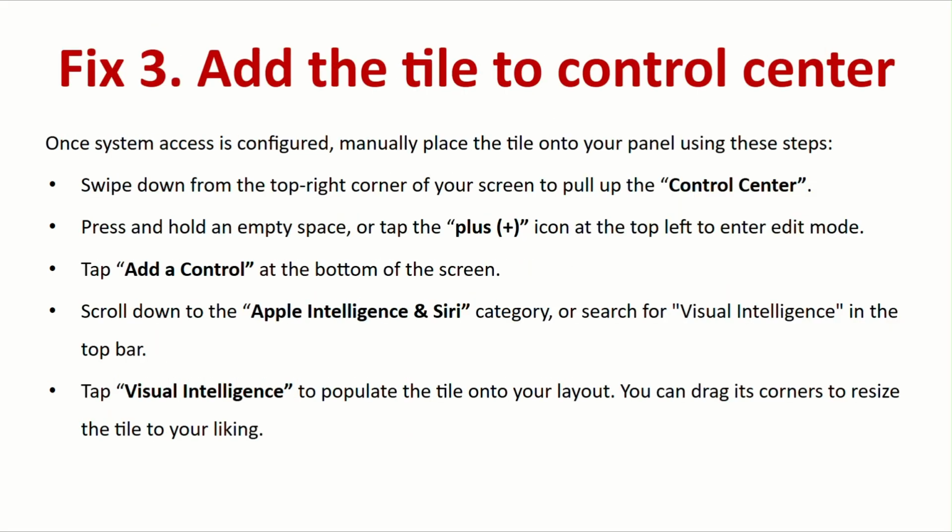Fix 3. Add the tile to Control Center. Swipe down from the top right corner of your screen to pull up the control center. Now press and hold an empty space or tap the plus icon at the top left to enter edit mode. Now tap Add a control at the bottom of the screen.